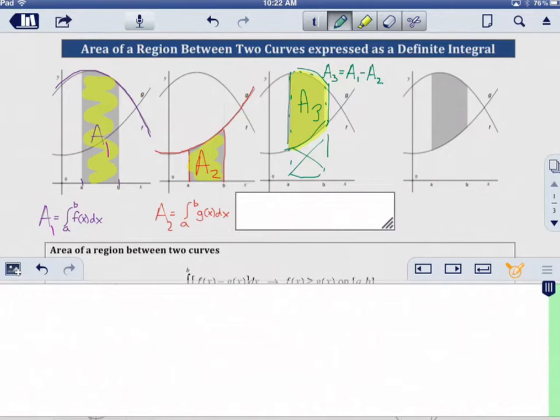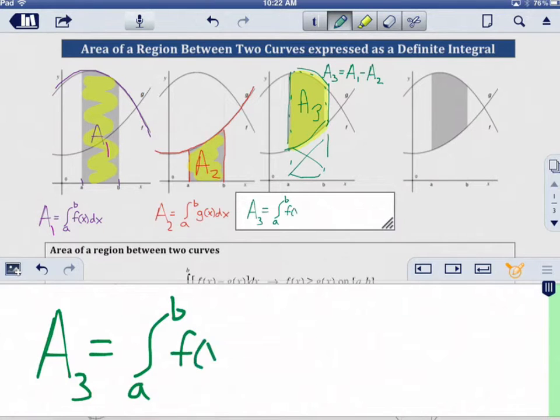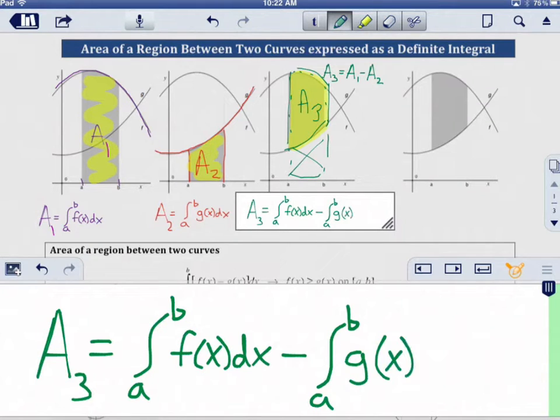So if we want to write this as an integral, a sub 3 would equal, well, a sub 1, which was the integral from a to b of f of x dx, minus a sub 2, which is the definite integral from a to b of g of x dx. Okay, so this is how we would find that area a sub 3.